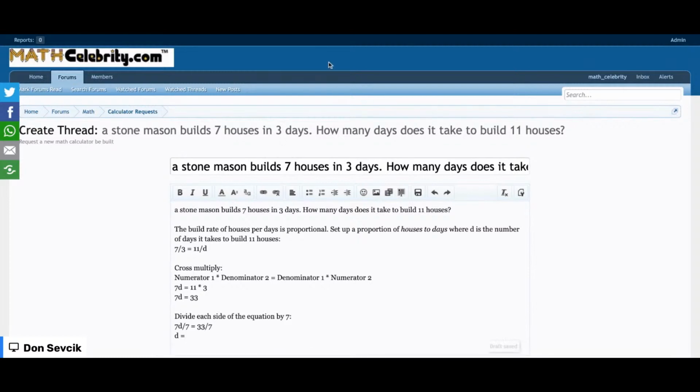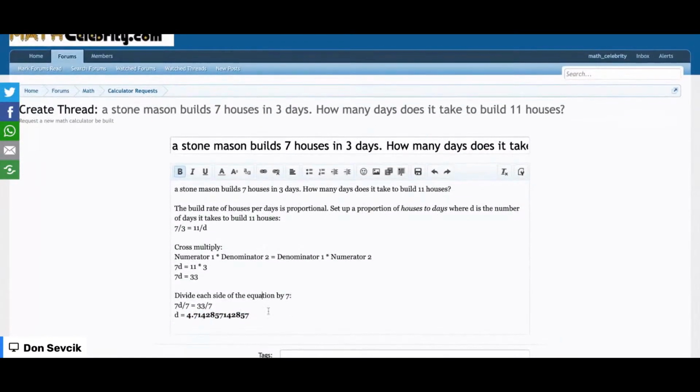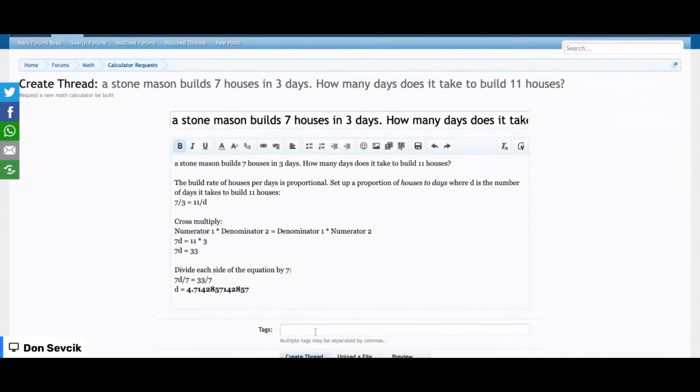D equals, I'm on the other screen. This is easier to do it that way. There you go. This means it's going to take 4.714 days to build 11 houses using a proportional build rate.